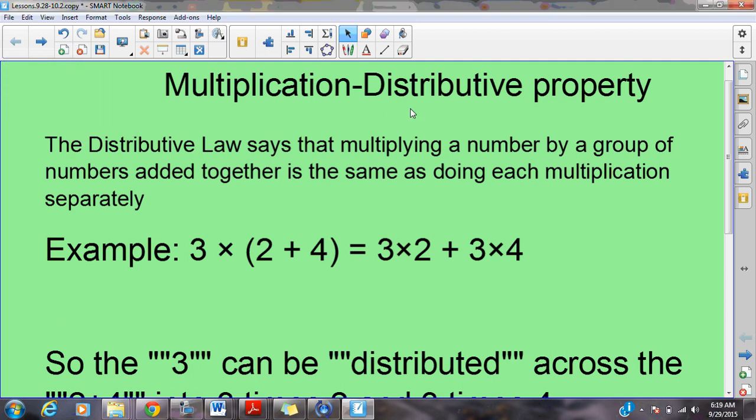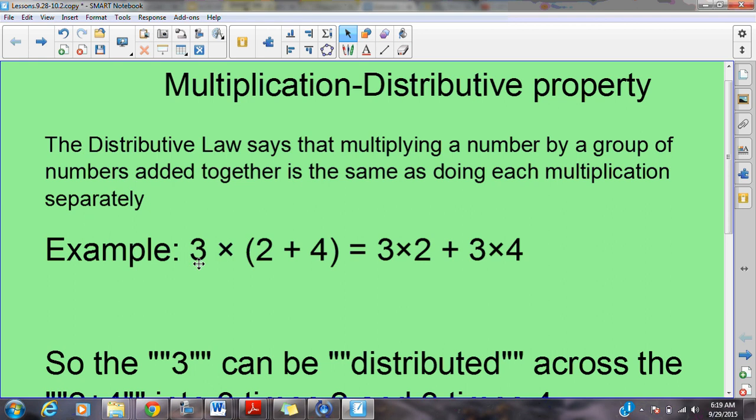Multiplication distributive property. The distributive property, or law, says that when we multiply a number by a group of numbers that are added together, it's the same as doing each multiplication separately. Here's an example of what it is.